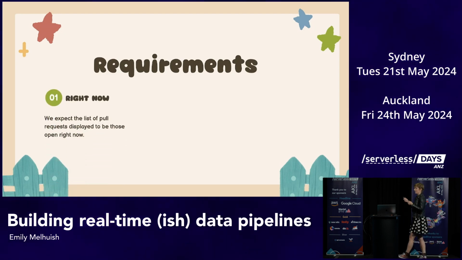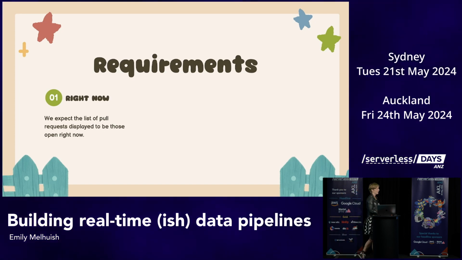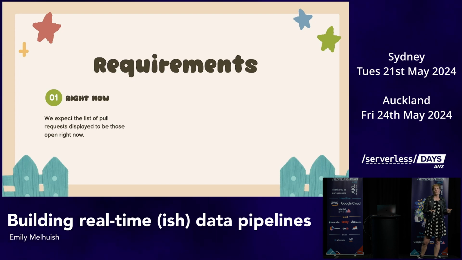So number one, right now, pretty important, we expect the list of pull requests to be reflective of what's happening in GitHub right now. But that doesn't necessarily mean real time. What I would expect is I close a pull request on GitHub, and that pull request should then disappear from the table, or I update a pull request and I should see that information reflected. So really we're talking maybe about a second or two that we have to have data updated.